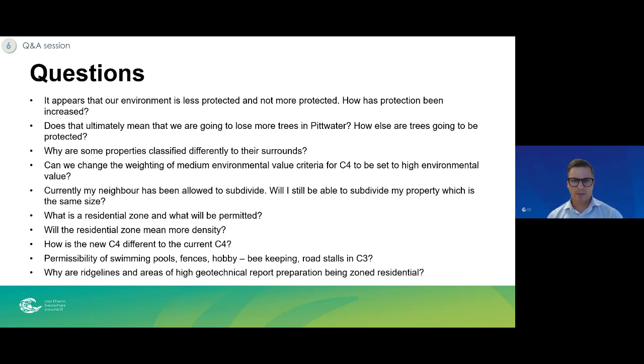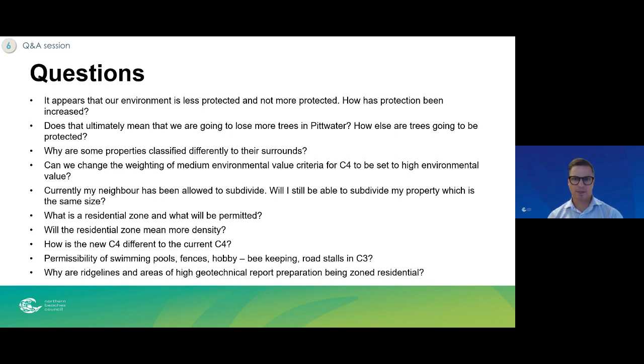Currently, my neighbour has been allowed to subdivide. Will I still be able to subdivide my property, which is the same size? So we're not proposing, as part of the conservation zones work, to change any minimum lot sizes. That's dealt with by the minimum lot size map in the LEPs, and we're not proposing to change that as part of this work.